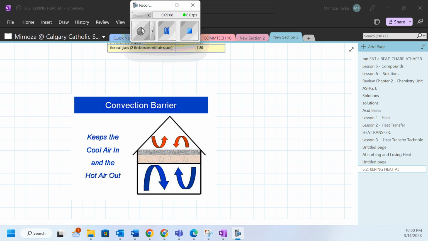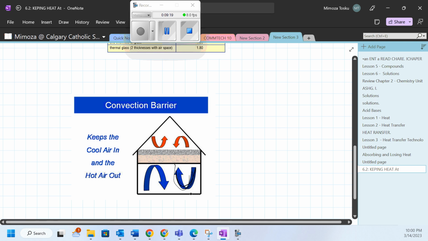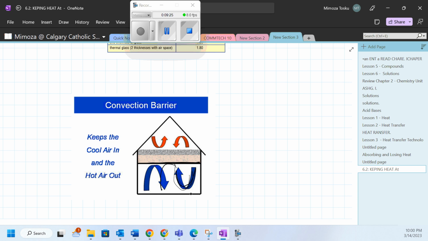The way that the insulator in the attic works is that the hot air that is in the house, as it is reaching the ceiling, comes back into the home, and the cold air that is above that insulation area is bounced back into the atmosphere.